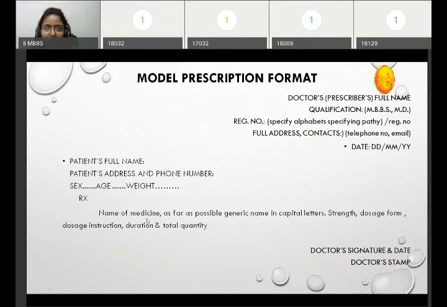The middle is the name of the drugs given in that condition. The name should be written in capital letters, with its dose and its dosage form, whether it is a capsule or tablet or injection. Then any instructions to be given, whether to take before meals, after meals, etc. Its total duration and total quantity should be included in this part. And lastly, the doctor's signature along with registration number. This is the model prescription format. All the conditions I am going to tell you henceforth, you have to write in the model prescription format only.